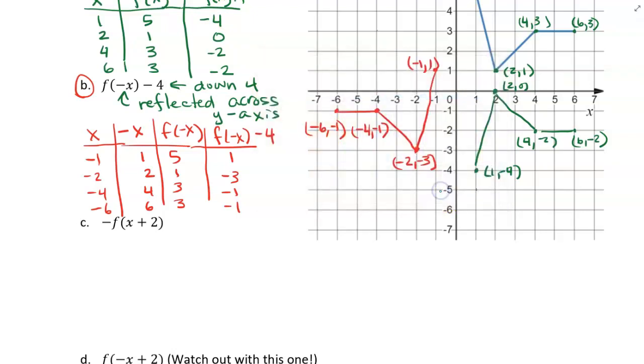All right, so let's look at this next one. So here we're processing the input. This is a horizontal shift, right? And it's a horizontal shift to the left by 2. So this is shifting it left by 2. And then what this is doing is reflecting it across the x-axis.